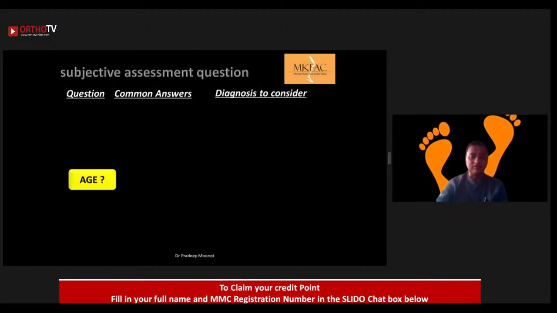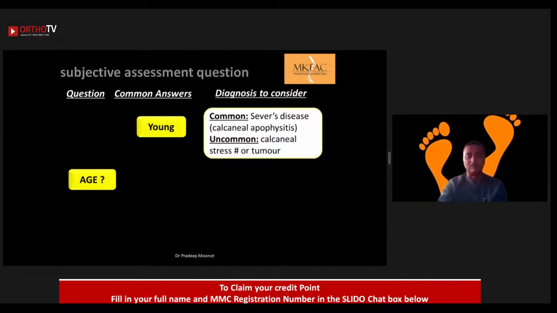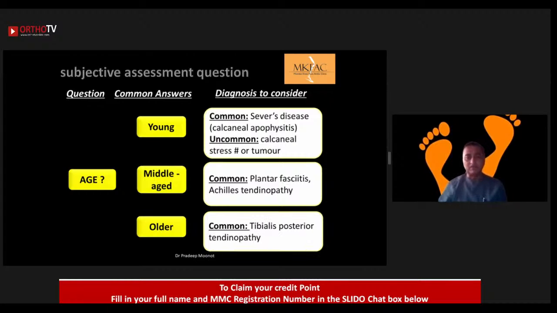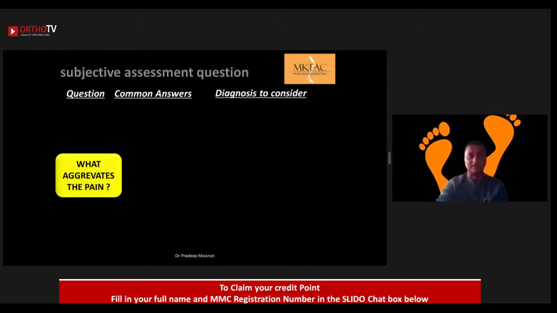So what age is the patient? If you have a young patient, the common cause is Sever's disease, and uncommon is a calcaneal stress fracture or tumors. Middle-aged patient, you have, of course, plantar fasciitis and tendinopathy as the commonest cause. While if you have an older patient, you're looking at a tibialis posterior synovitis. What aggravates the pain is the next question.